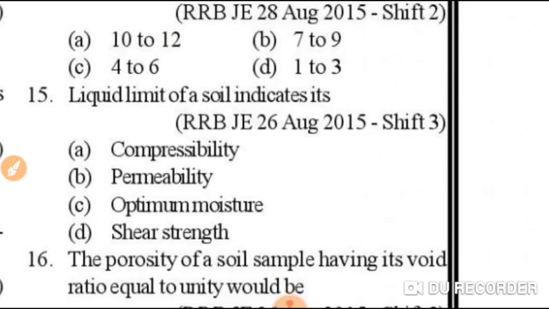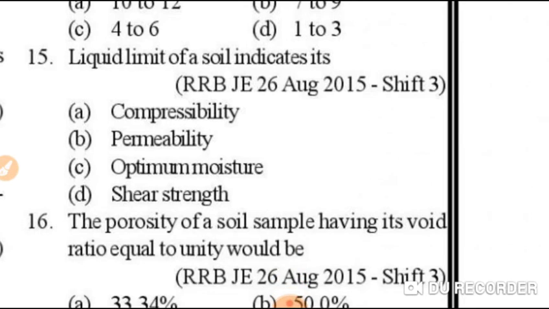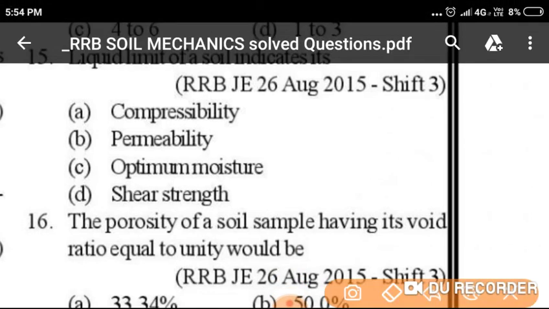Question number 15, liquid limit of a soil indicates its option A compressibility, option B permeability, option C optimum moisture content, option D shear strength. So liquid limit of a soil indicates its compressibility. Option A is the correct answer.